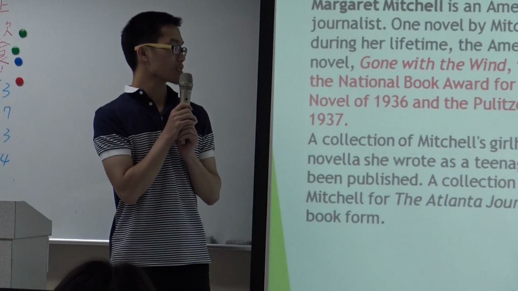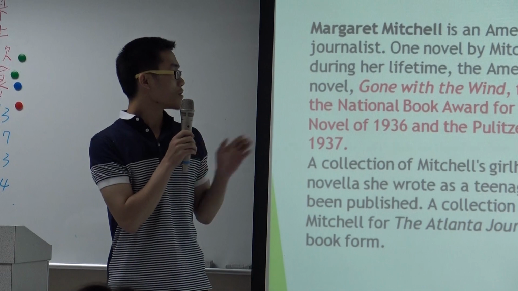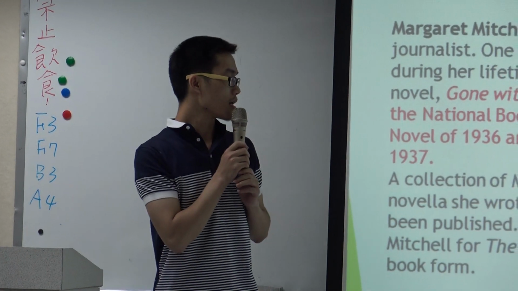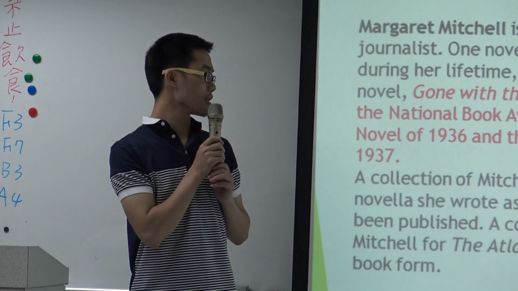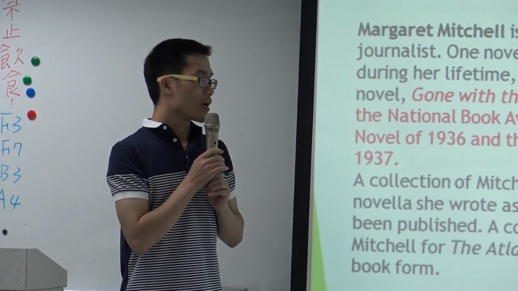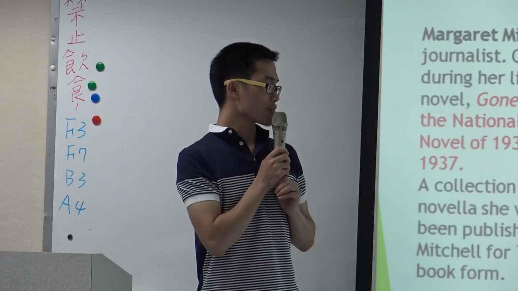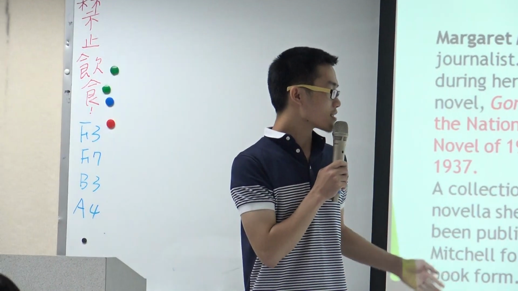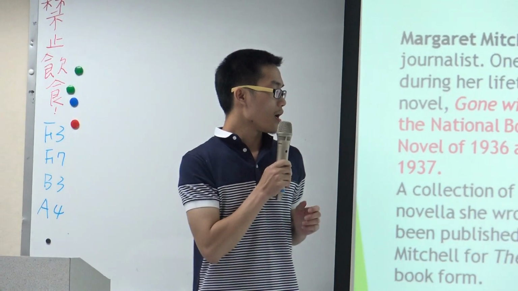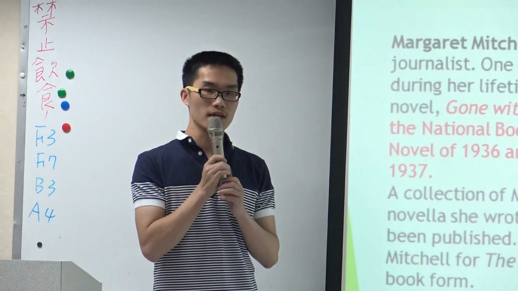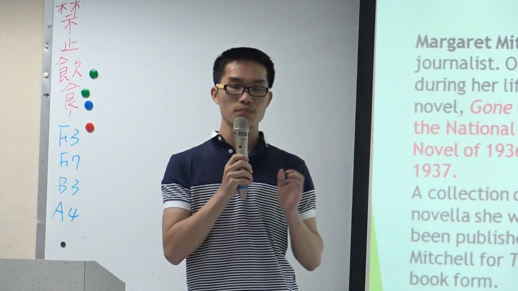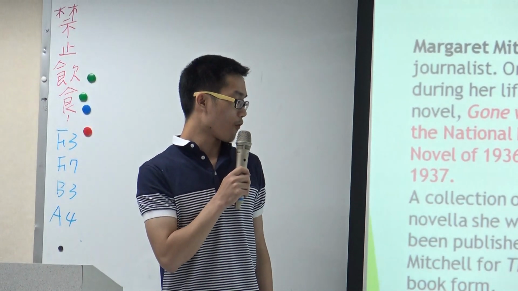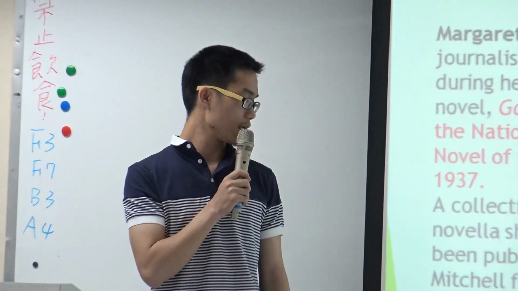After this novel was published, she won the National Book Award for Most Distinguished Novel of 1966 and the Pulitzer Prize for Fiction in 1937. A collection of Mitchell's girlhood writings and a novella she wrote as a teenager, Lost Lesson, have been published. Last Lesson is a novella. It means the content of this novel is medium or short. And a collection of articles written by Mitchell for the Atlanta Journal was republished in book form.